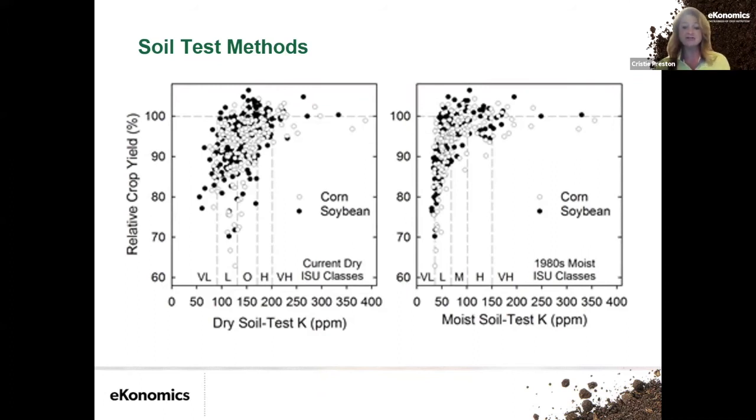But drying it down affects the critical level, and they've shown that higher levels are needed if you're using the moist soil test. This tends to correlate better with what the crop's seeing and the crop response in both corn and soybeans.